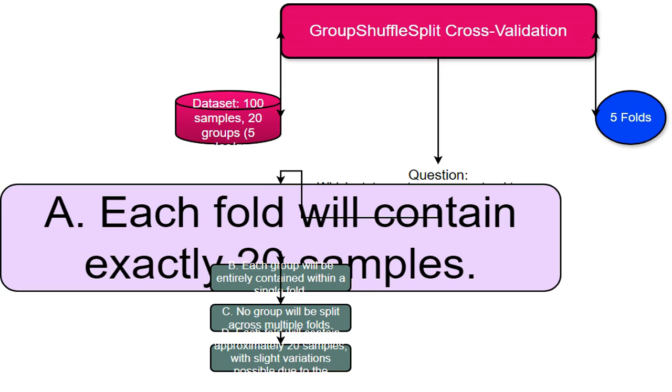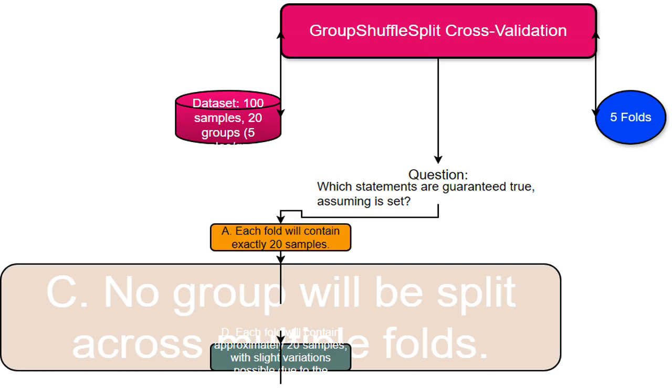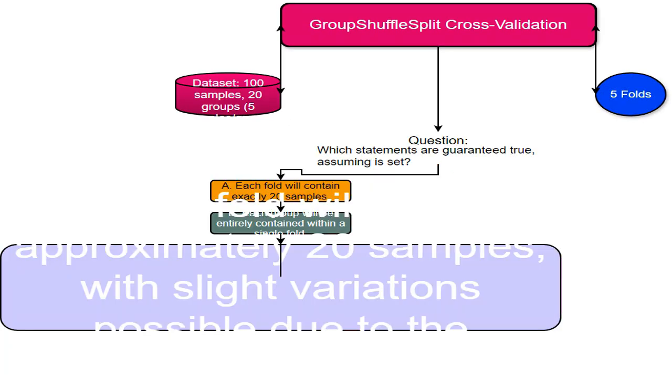That's a key guarantee. This statement directly follows from statement B. Since each group remains whole, it's automatically true that no group will be split between different folds. Because I want to keep my groups whole, and I have 20 groups, each of the 5 folds will have approximately 20 samples. The number might vary slightly because I have to make sure groups stay together.